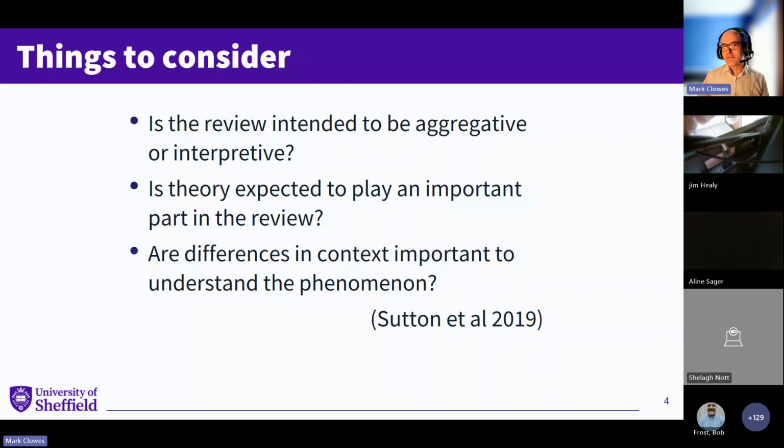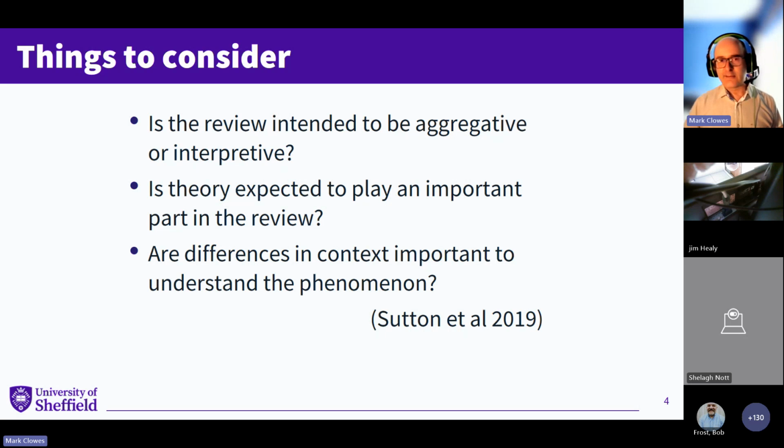Or is it an interpretive type of review where you're going to deduce meaning from studies and do something more selective in terms of how you use the data? Is theory going to play an important part in your review? I've become interested recently in realist reviews, and I'm working on several of those, and that's very much a theory-based approach. You look at existing theories, you discuss with stakeholders which ones might be appropriate in the particular context in which you're interested, and then you look for empirical evidence to support or contradict those theories.